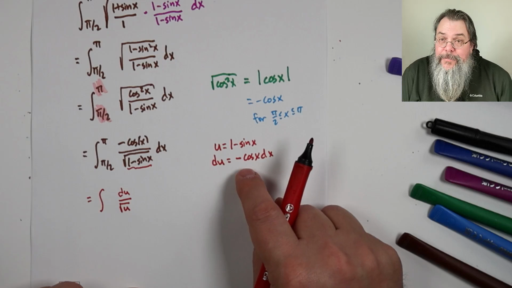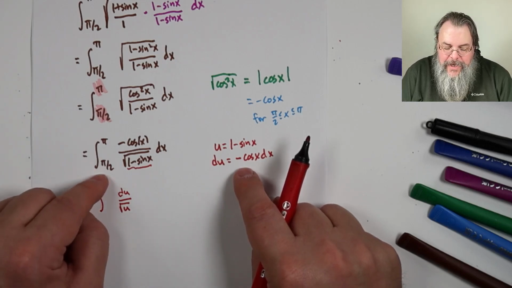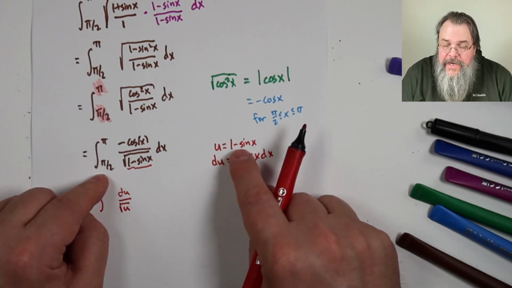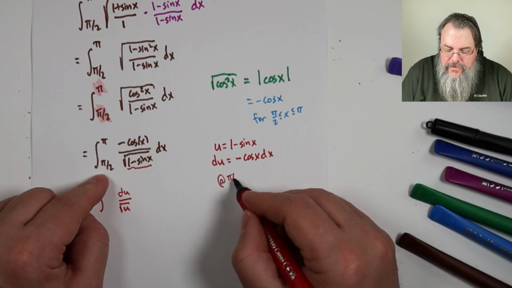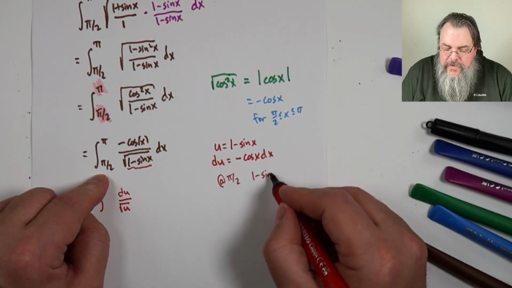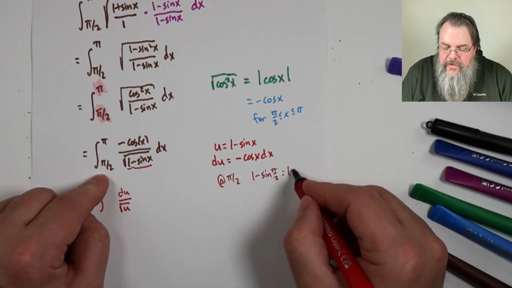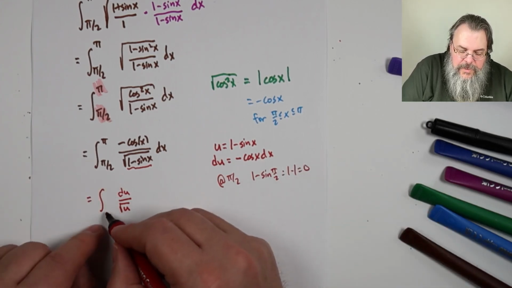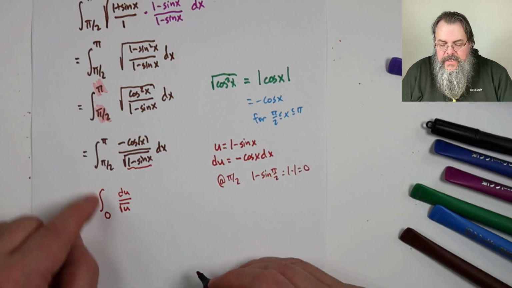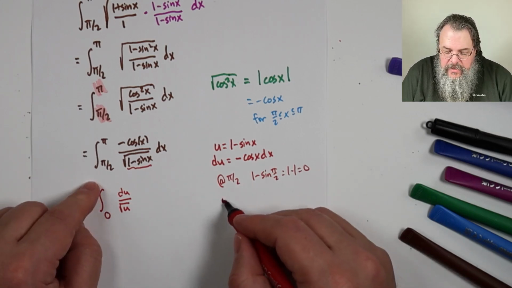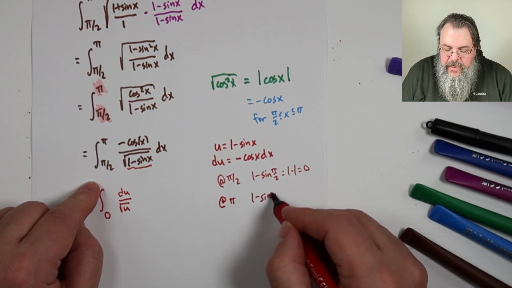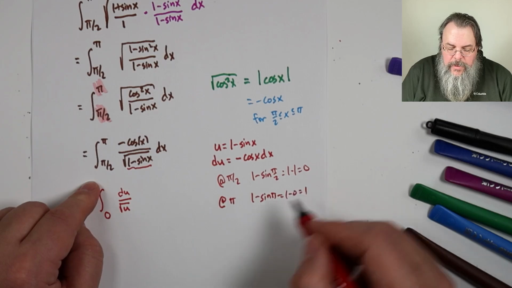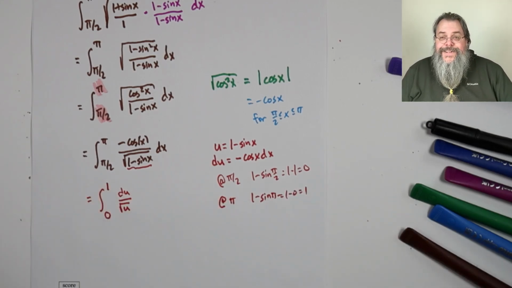Now, our bounds. Plug in pi over 2: 1 minus sine of pi over 2, which is 1 minus 1, which is 0. So we're going to put in 0. And at pi, we have 1 minus sine pi. That's 1 minus 0, which is 1. All right, 0 to 1, du over square root of u.